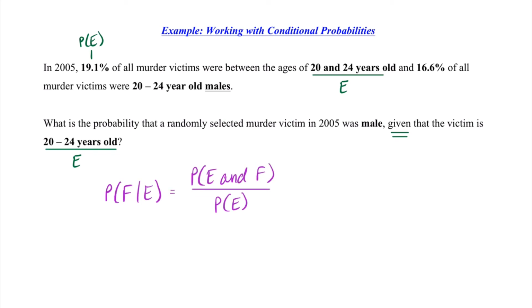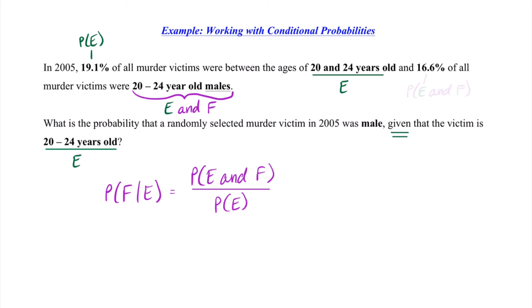We know the formula says it's the probability that E and F occur, divided by the probability of E. We've addressed that we have the probability of event E. Now we just need to recognize we need the probability of event E and F. Looking back at that first sentence, it's a little bit sneaky because we don't get to see the word "and." However, that last bold part says all murder victims were 20 to 24-year-old males. This is our E and F. It's because we have the age, event E, and the gender, which would be males. 20 to 24 years old and male would be this category that's being discussed.